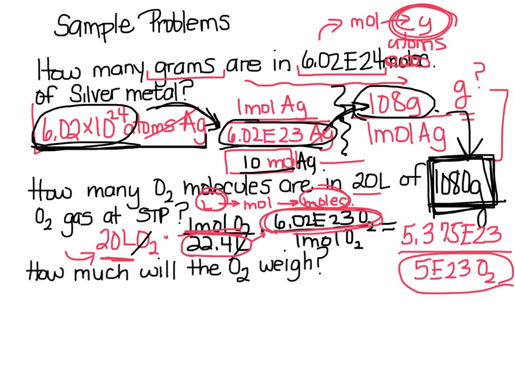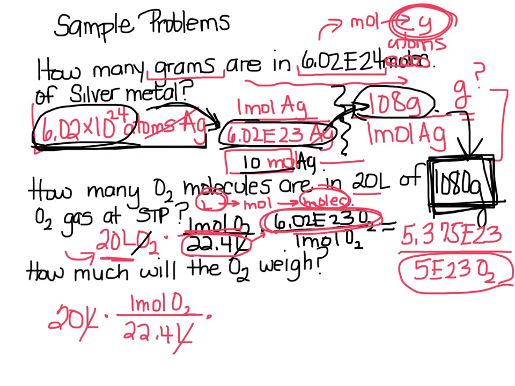And our last question here asks, how much will the oxygen weigh? So we already know how many particles we have, but we can start from anywhere. I'm going to go back and start with our original 20 liters. So we had 20 liters of oxygen. Again, we're still going to moles. Our first step's exactly the same. So 1 mole of oxygen would take up 22.4 liters of space.